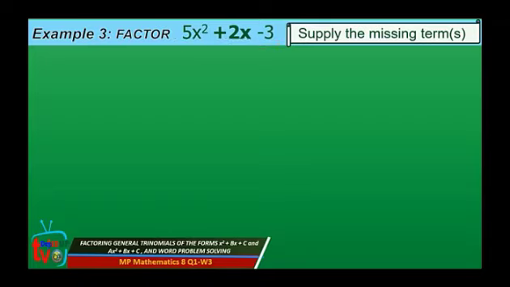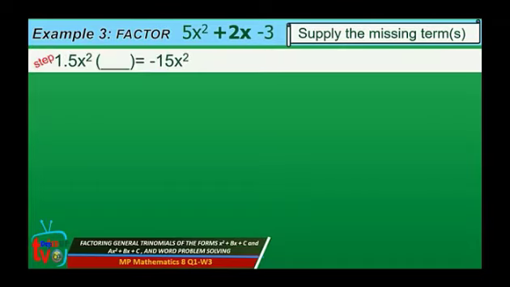We follow the same process. First, we multiply the last terms. So in here, it will become 5x squared times blank is equal to negative 15x squared. What will be your answer there? You're correct. Negative 3.